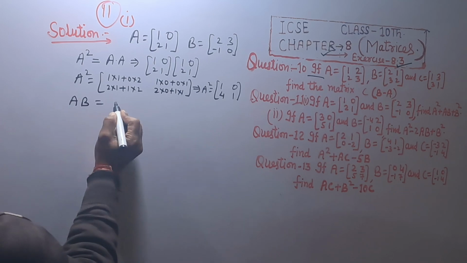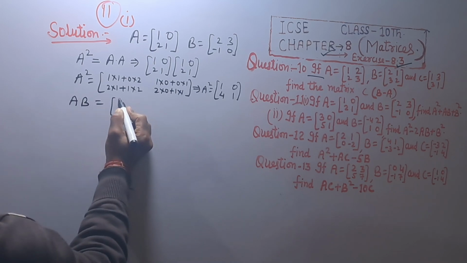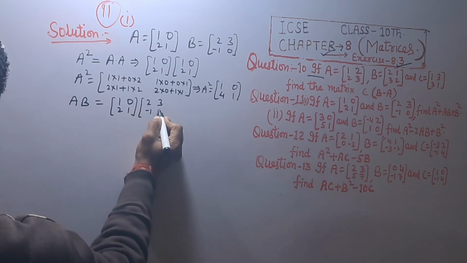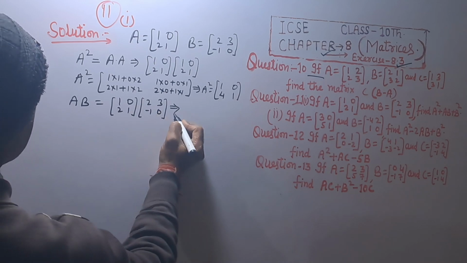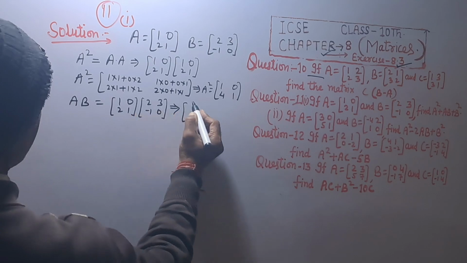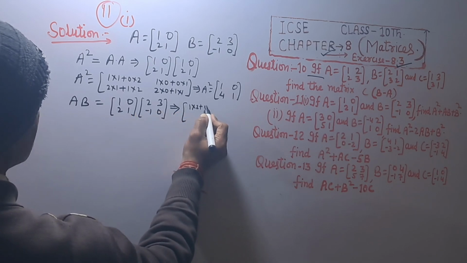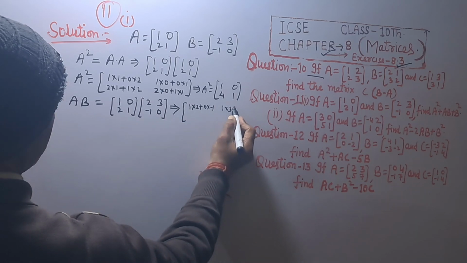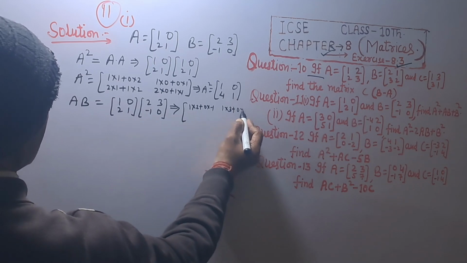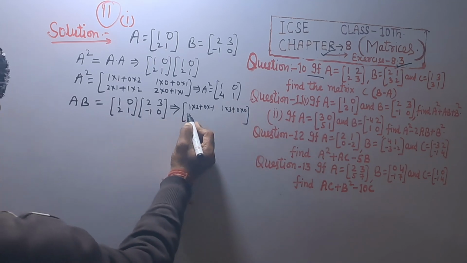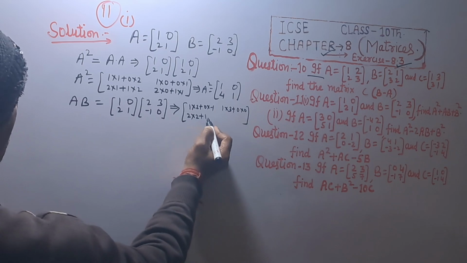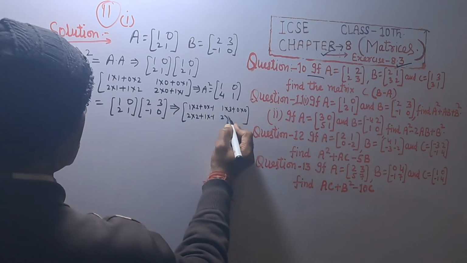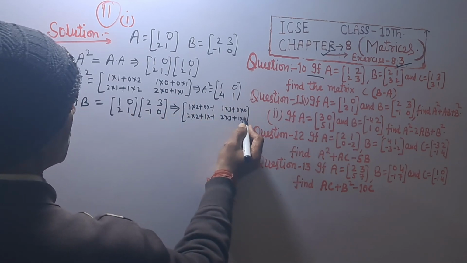A into B, product of AB. First we find product of AB, that is [1, 0; 2, 1] into [2, 3; -1, 0], which implies 1 into 2, product equal to 1 multiply by 2 plus 0 multiply by -1, 1 into 3 plus 0 into 0, 2 into 2 plus 1 into -1, and 2 into 3 plus 1 into 0.